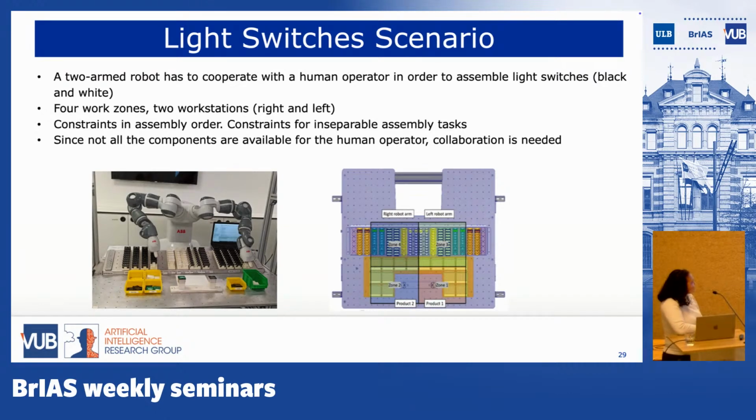We have 2 workstations, right and left, and there are different constraints in assembly order. There are also constraints for tasks that have to be executed one after the other, so inseparable tasks. And since not all the components are available for the human operator, of course collaboration is needed. For this problem, we know the time it takes for the left arm, for the right arm, and for the human operator to execute each of the tasks. This is quite similar to the flexible scenario I just explained.